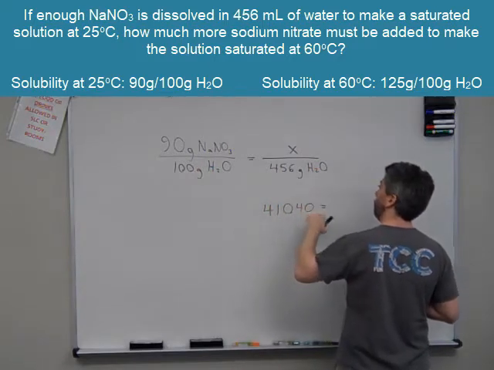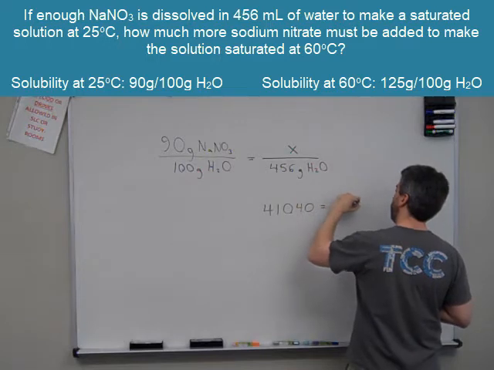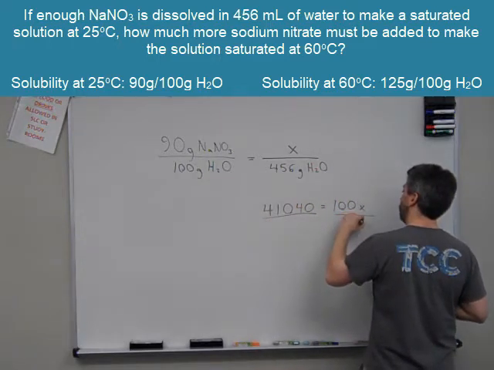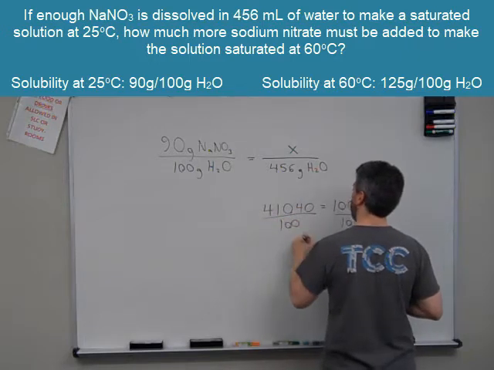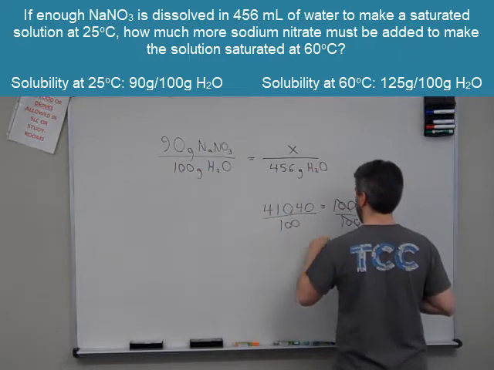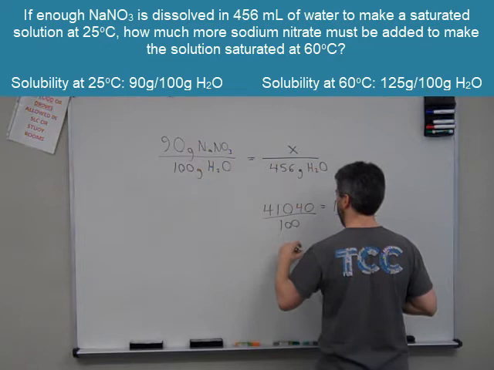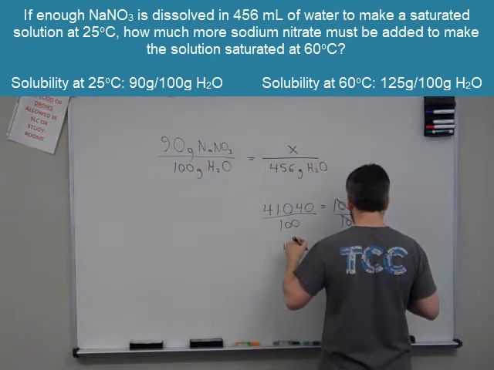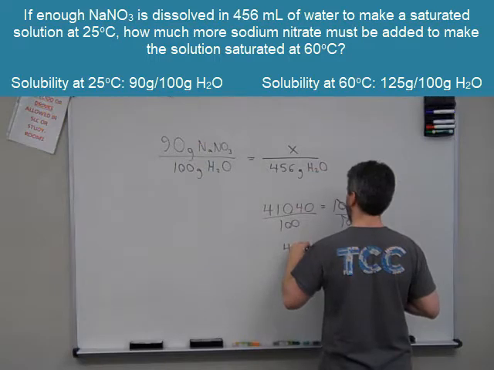41040 is equal to 100x. When you divide by 100, it is 410, exactly, 410 with the decimal. Well, no, I guess, yes, 410.4.